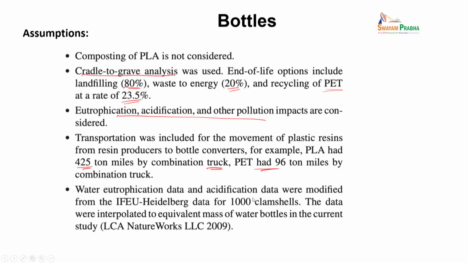So you can see the difference between the miles of transportation required for PLA versus PET. Only a few companies produce PLA, while a lot of companies produce PET in the US. So in about 96 miles you can get PET, whereas to source PLA it is an average of about 425 miles, and it could be thousands of miles. As for other data, the eutrophication and acidification data were obtained from one of the previous clamshell studies I presented in the previous class. So not everything is from scratch. A lot of data from resin data, and the pollution, eutrophication, and acidification data of previously studied products can also be used.